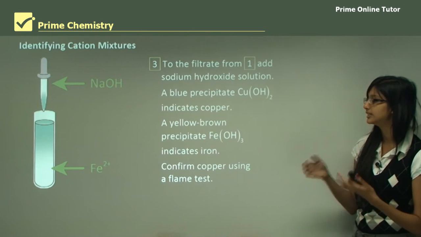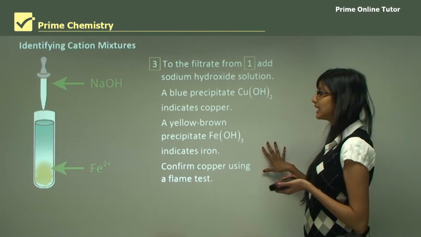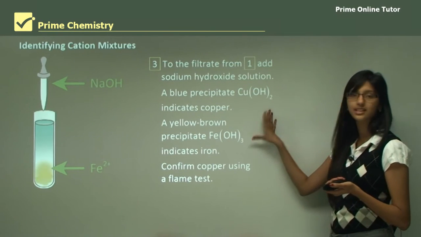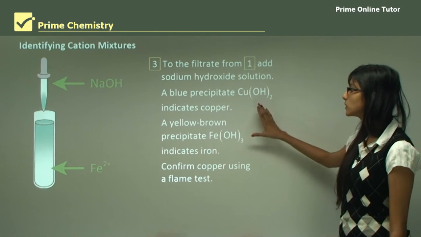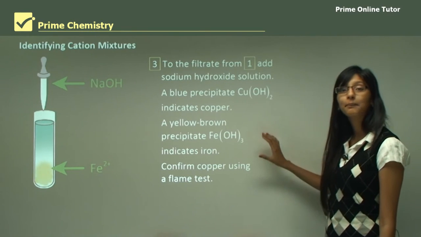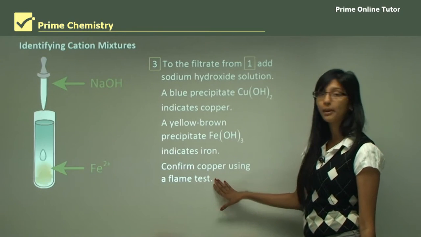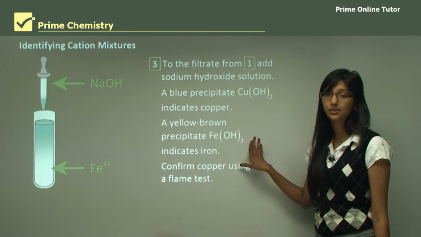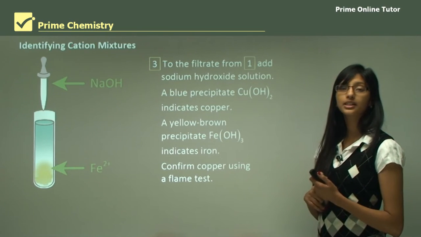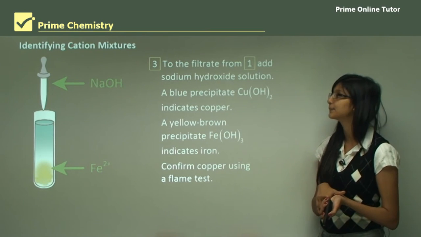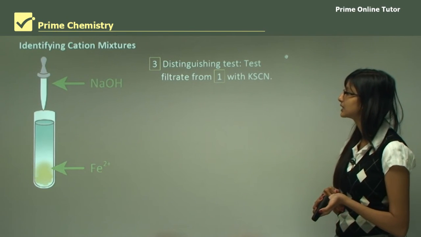But if you want to distinguish between iron and copper, the best way to do that is to use the precipitation test, because both of these produce a distinct color with hydroxide. So this would be the best test to distinguish between copper and iron. But just in case, if you want to conduct a flame test, you can do that just for copper, because iron does not have a distinct color with flame, but copper does, which is brick red. So you can use that to show that copper ion is present as the cation in your solution. Now let's look at the distinguishing test for iron.